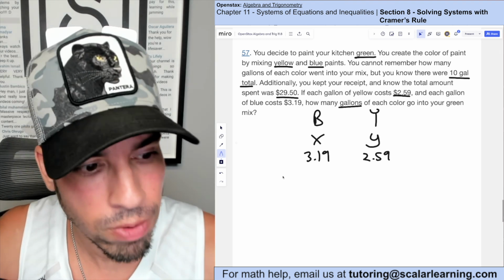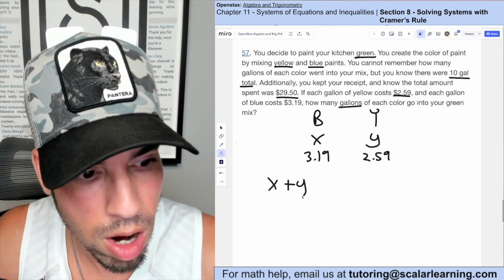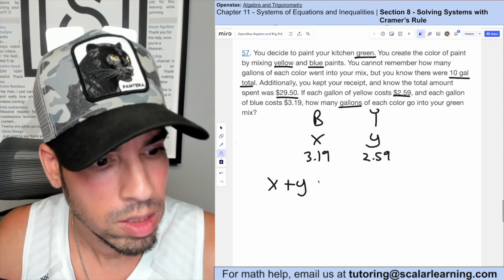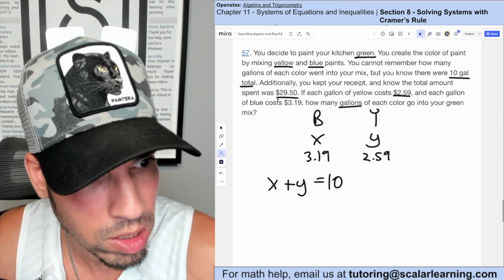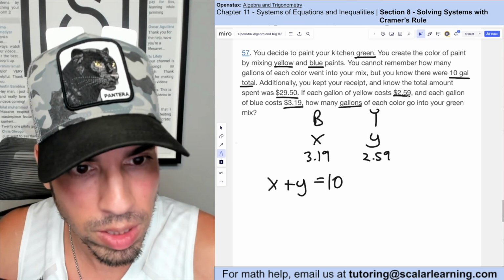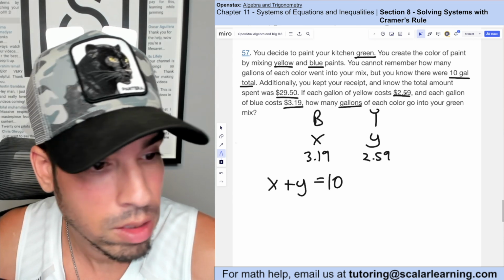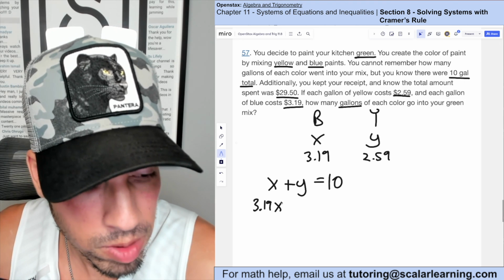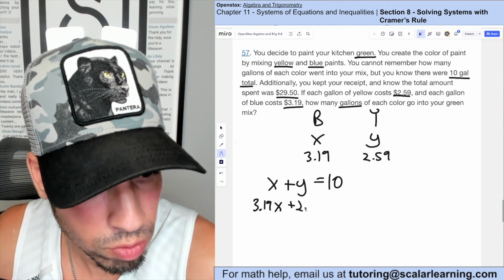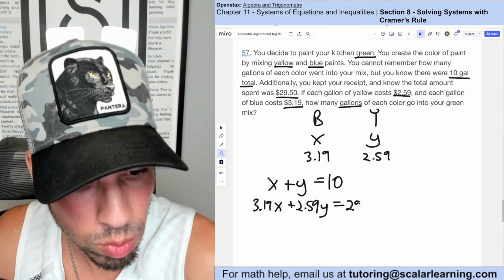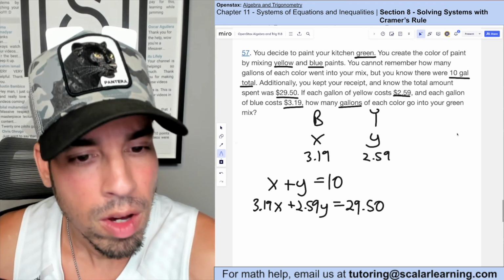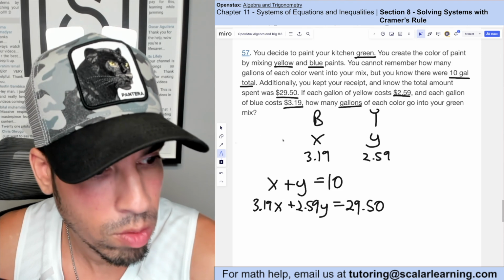Okay, so we got our first equation, X plus Y, the number of gallons total is equal to 10. And then we got our second equation with the total amount we spent, right? And the way we're going to get that is we got $3.19 times the number of gallons of blue plus $2.59 times the number of gallons of Y, and that equals the total cost of $29.50. All right, now we can start to calculate our determinants.